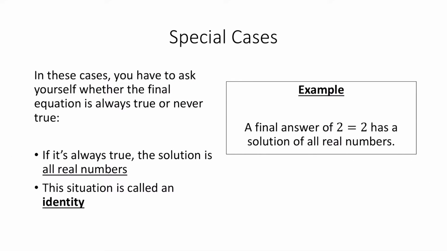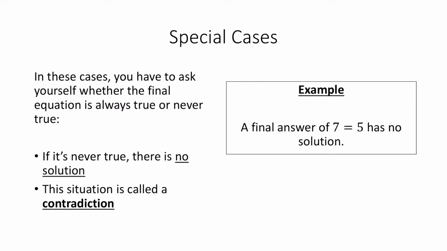So what happens is you'll have to ask yourself whether the final equation that you get is always true or never true. So if you get a final answer of something like 2 equals 2, that is something that is always true. So in this case, the solution would be all real numbers, and this situation is called an identity. If you get something that is never true, so for example, if you get a final answer of 7 equals 5, that means you will have no solution, and this situation is called a contradiction.